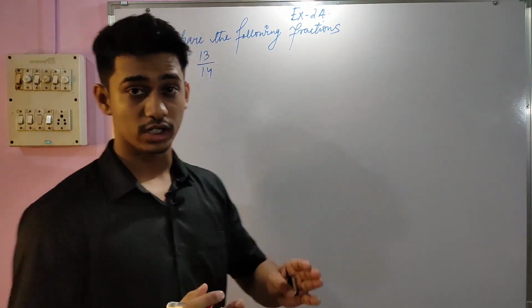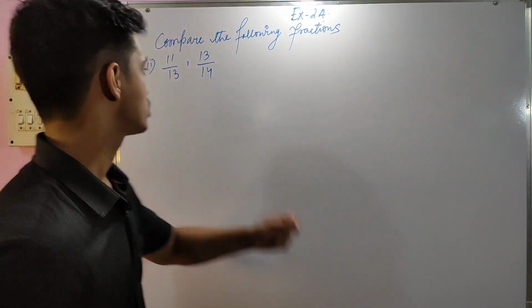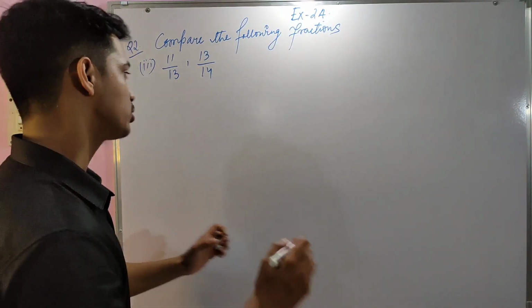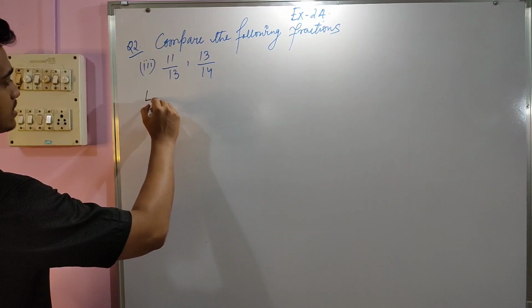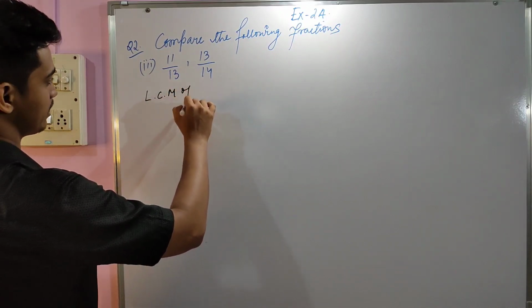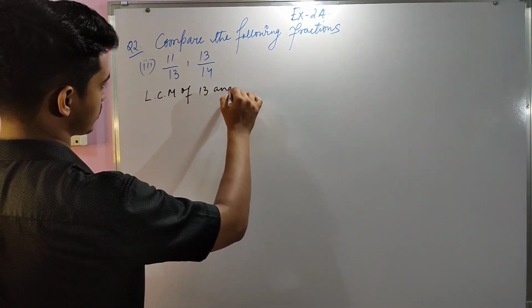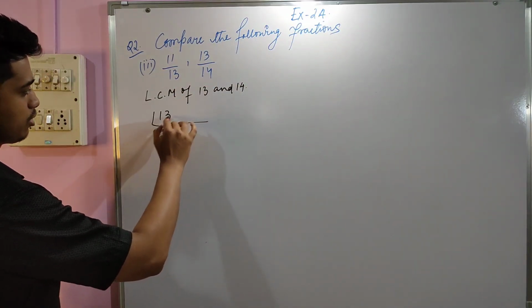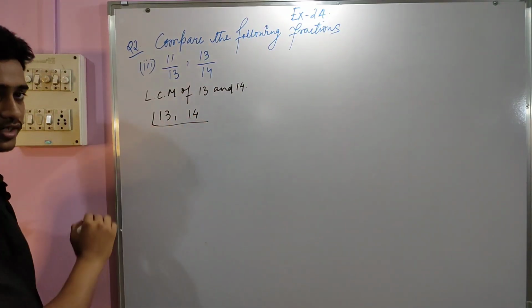So here is question number 2, part 3. What is it? 11 by 13 and 13 by 14. The same process will repeat once again. LCM of 13 and 14. Simply calculate the LCM, that is 13 comma 14. What is the common factor of 13?